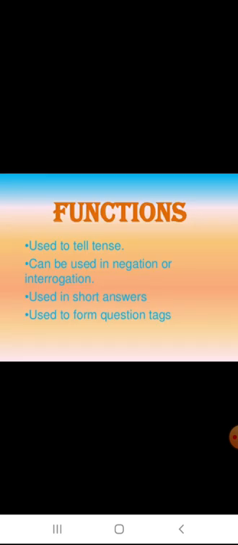Now let us see the functions of helping verbs. Used to tell tense. What kind of tense? Whether it is present tense, past tense or future tense. Can be used in negation or interrogation to ask questions. Used in short answers, yes and no answers also. Used to form question tags. We use auxiliary verbs to form question tags.